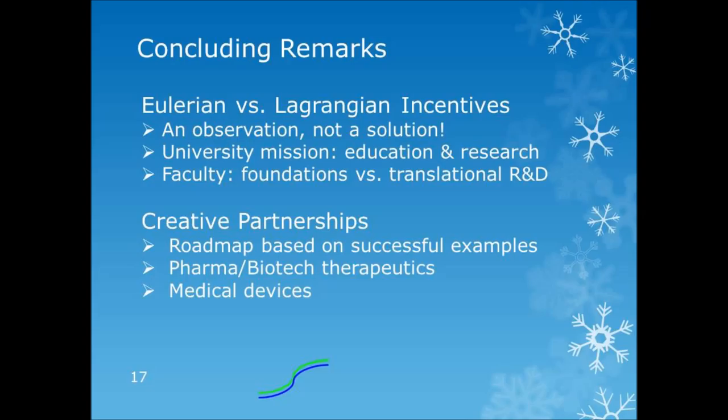So again, just to conclude, I try to emphasize that we have Eulerian incentives that predominate the university culture, but some of the biggest challenges and the experiments have already been done within big pharma in terms of their organizational excellence, then we really need Lagrangian incentives. And I want to stress that this is just an observation. I'm not saying, therefore, the solution is put Lagrangian incentives in a university. There are other reasons why universities can't do that, including the fundamental university mission of educational research.